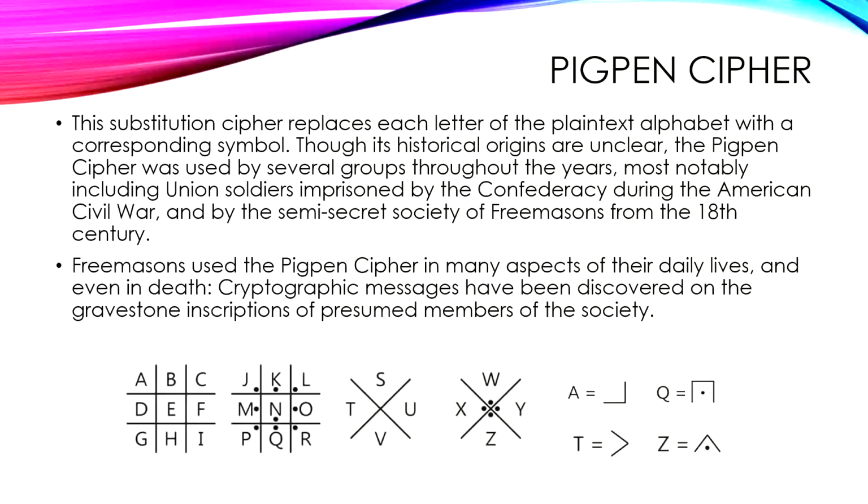Next we have the Big Ben cipher. This is a substitution cipher in which each letter corresponds to a special symbol. Now this was prominently used by the secret society of Freemasons during the American Civil War in the 18th century. As you can see, A corresponds to a unique symbol, and same as Q, T and Z.